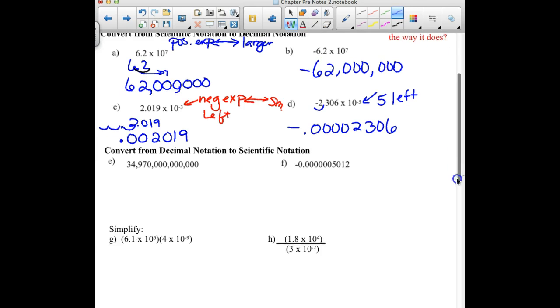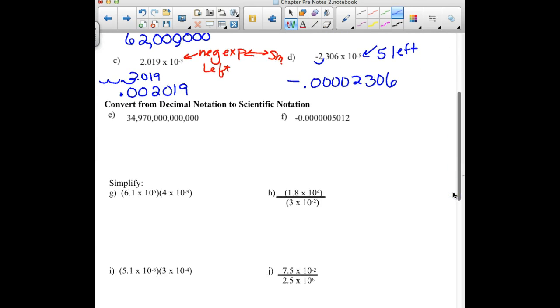All right, now we're going to do the reverse. We're going to take those large and tiny numbers and convert them into scientific notation. So we want to make sure there's only one digit before the decimal, so we want our decimal to land between that 3 and 4. We need to include any numbers after it, with the exception of all these zeros.